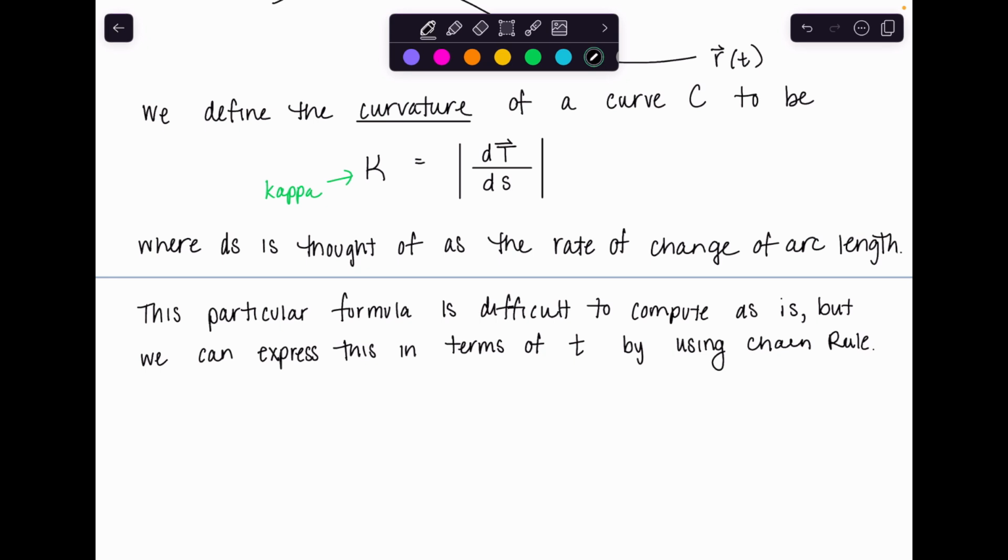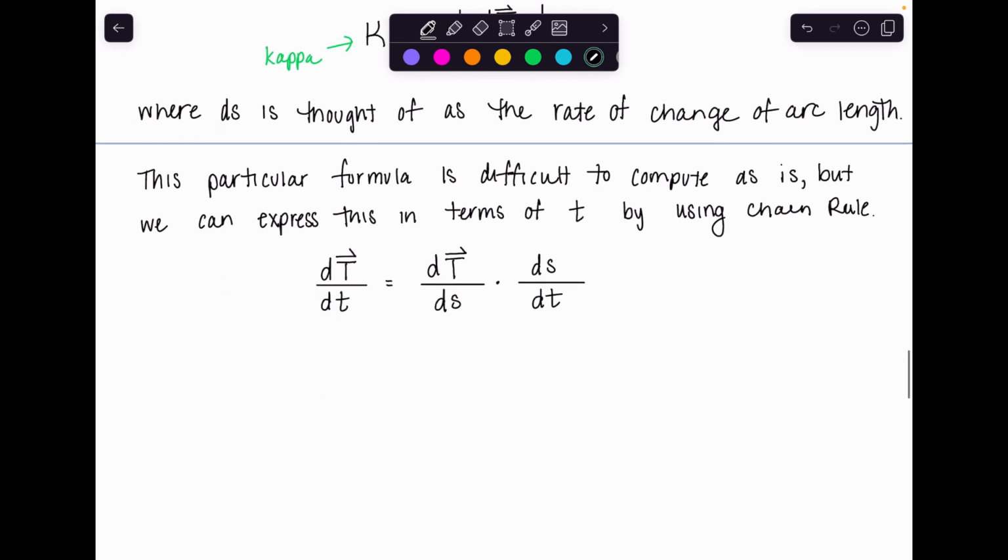So remember, we have this intermediate variable. We know the unit tangent vector deals with the parameter t. I'm adding an intermediate where I'm evaluating that unit tangent vector in terms of the arc length. So if I want to take the derivative of the unit tangent vector with respect to our parameter t, I can first go through the arc length, and then go from the arc length to that parameter t. Okay, so that's exactly our chain rule.